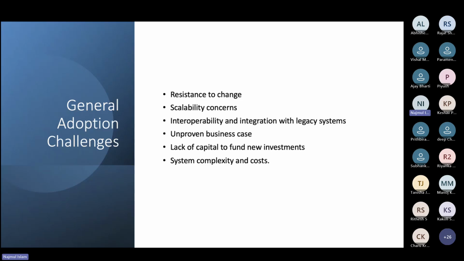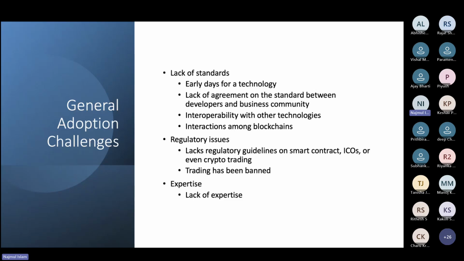And then the next one is this lack of capital to fund new investments. Yeah, money is always a problem. And then system complexity and costs, a similar thing. So these are the adoption challenges blockchain normally has.